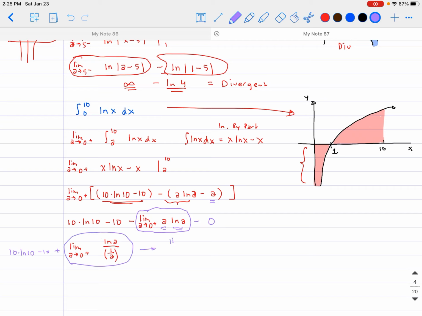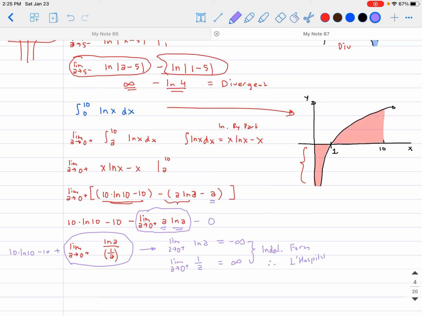So looking at the top part, limit as a approaches 0 from the right of ln of a, that is going to go to negative infinity. Whereas limit as a approaches 0 from the right of 1 over a, that is also going to go towards infinity in this case. So because we have infinity over infinity right here, that means that this is going to be an indeterminate form, right? Just like last time. And so therefore, we can go ahead and use L'Hopital's rule then.